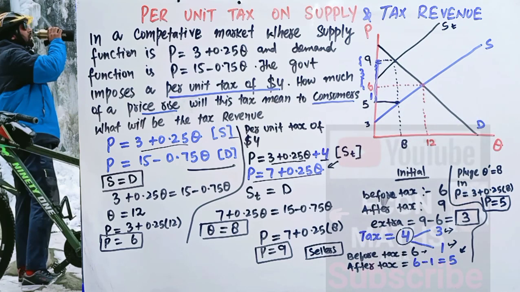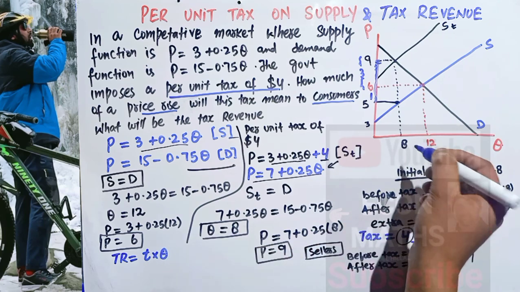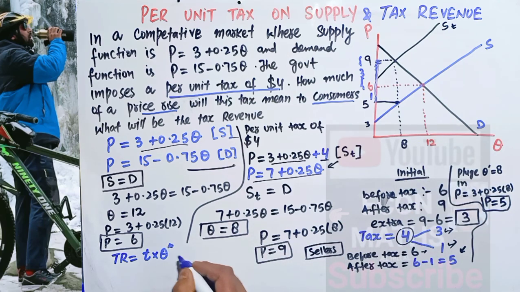That means tax revenue will be equal to the tax rate times the new quantity transacted. So the tax rate was $4 and the quantity transacted is 8. That gives us $32 as the tax revenue for the government.